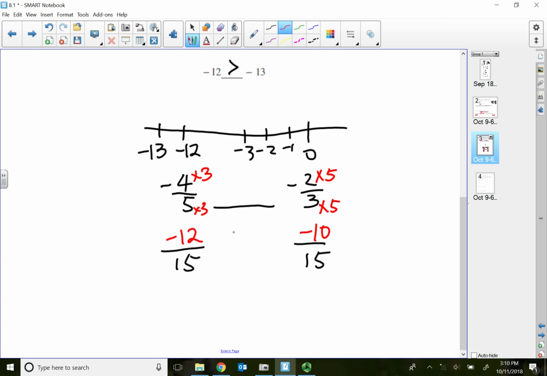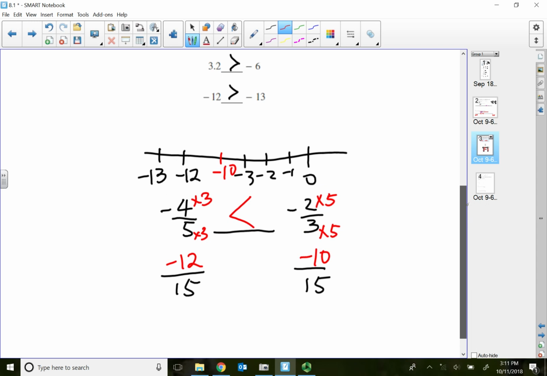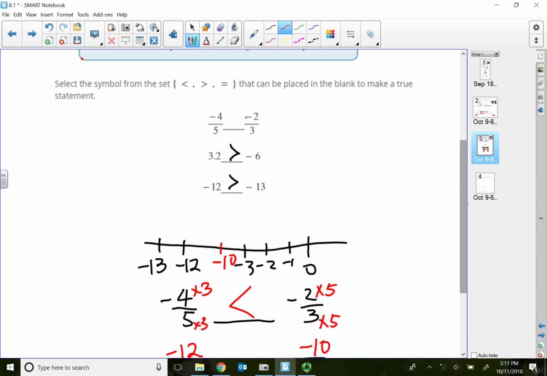So now I'm comparing -12 and -10. -10 is actually to the right of -12. So that will make the -2/3, or the -10/15, greater. So I'm going to have my open mouth facing the larger one. That means -4/5 is less than -2/3. Now if I want to read it the other way, I can say -2/3 is greater than -4/5. You can read it that way as well.